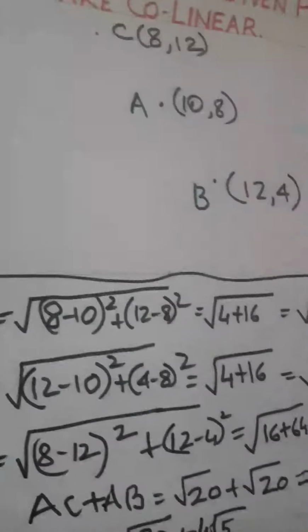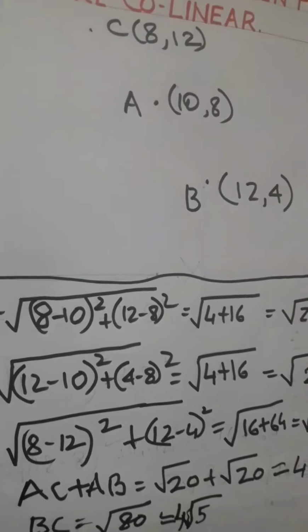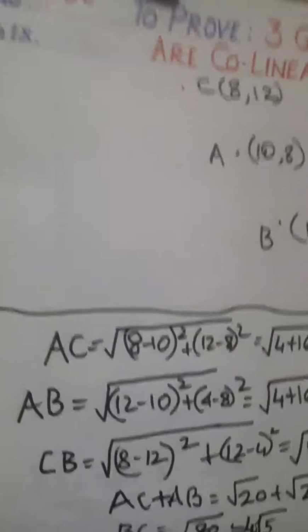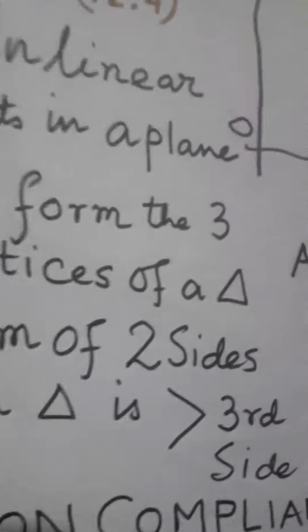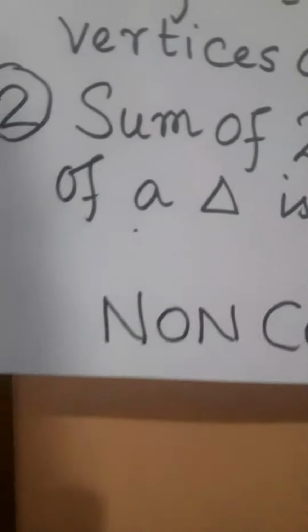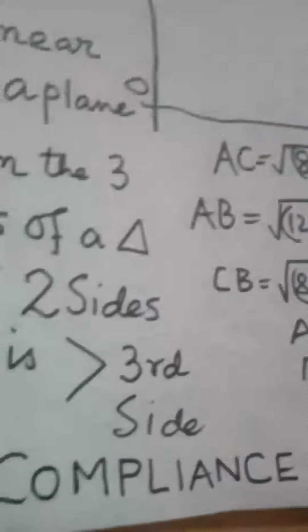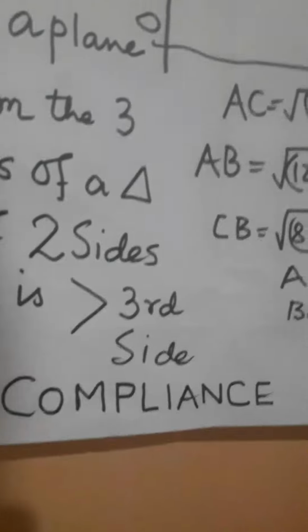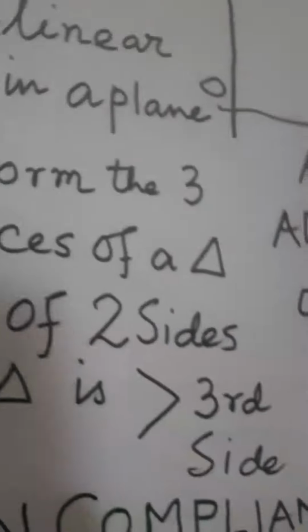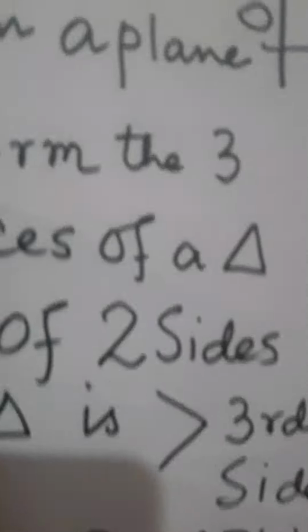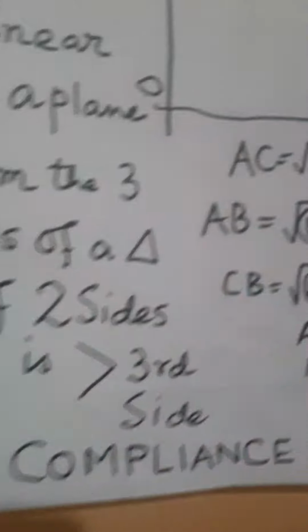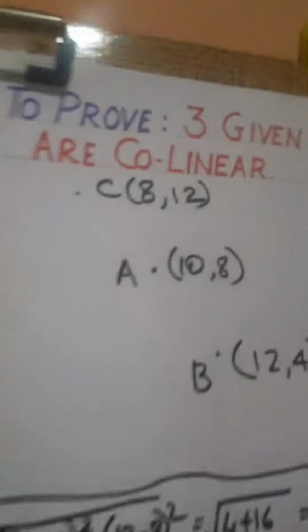So they are points lying on the same straight line, or they are collinear points. So this is a method of proving a proposition by way of non-compliance. You assume something, then you prove it wrong, and then you say, since it is wrong, the thing we assumed earlier was wrong and the reverse is right. So in this case, by the method of non-compliance, we have proved that the 3 given points are collinear.